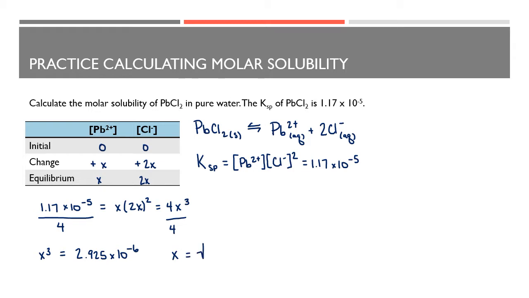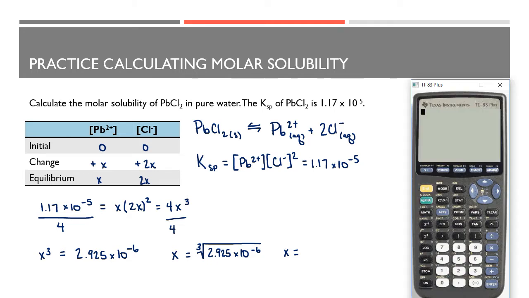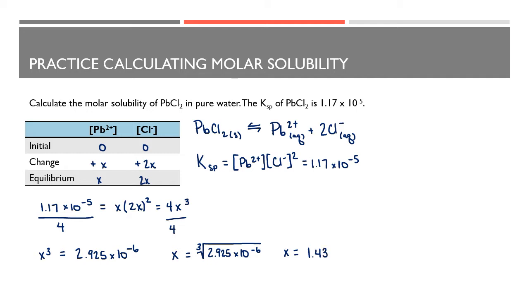Some calculators really don't let you do this very easily. They don't let you take strange roots of numbers very easily. So I'm going to show you a shortcut or a trick. To take the cube root of this, I would just take this number raised to the power of 1/3. That's how you can get around taking these strange roots of numbers if you don't have those buttons on your calculator. So I'm going to take 2.925 times 10 to the negative 6th and raise that to the 1/3 power. That's going to give me 1.43 times 10 to the negative 2nd.